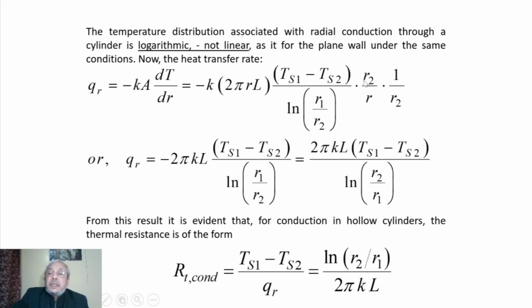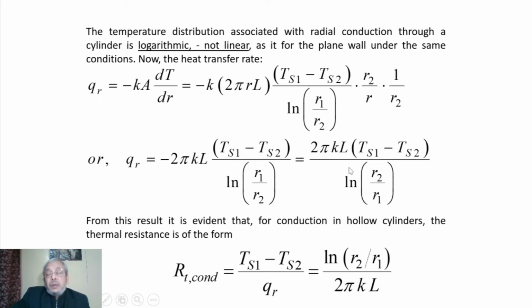Here we can see this R2 will cancel out, this R will cancel out. So we get Qr equal to minus twice pi K L (Ts1 minus Ts2) divided by ln(R1 by R2). We can reorganize the terms and write it as twice pi K L (Ts1 minus Ts2) over ln(R2 by R1). We absorb the minus sign, so it becomes ln R2 by R1.